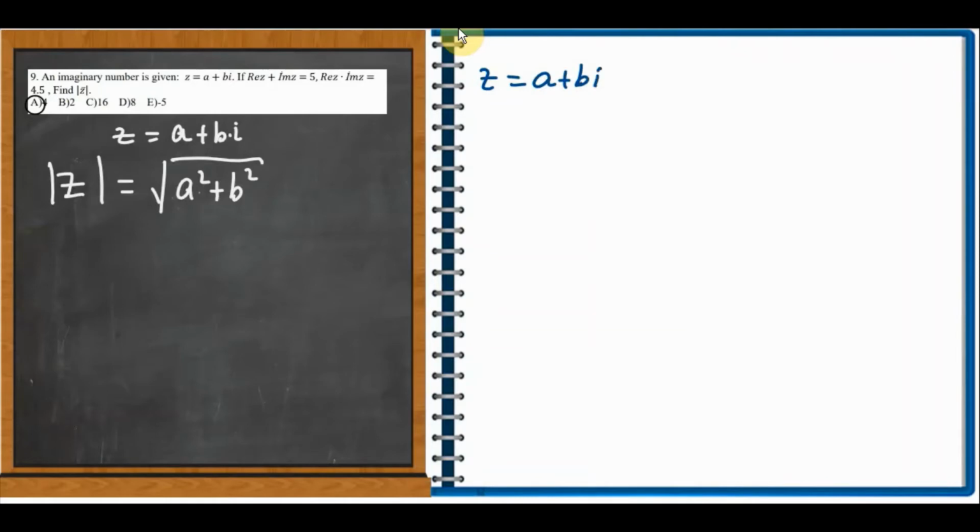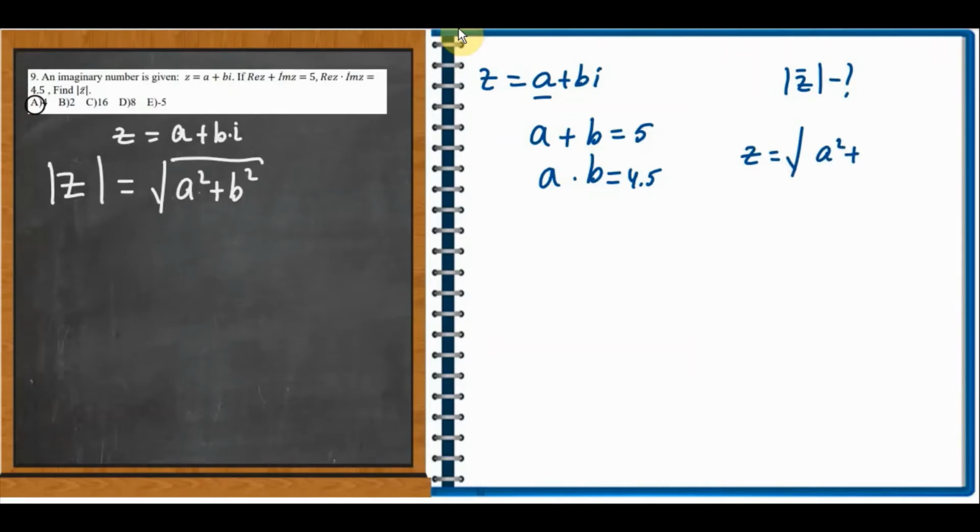and real part plus imaginary part. Real part means a, plus imaginary part, which is b, is equal to 5. And real part, which is a, multiplied by imaginary part, which is b, equals 4.5. We must find the absolute value of z. To solve this question, first let's write the formula one more time. It's going to be a squared plus b squared. But since we have two equations, we can call them simultaneous equations, but we don't need to solve simultaneous equations. We just need to find this expression.